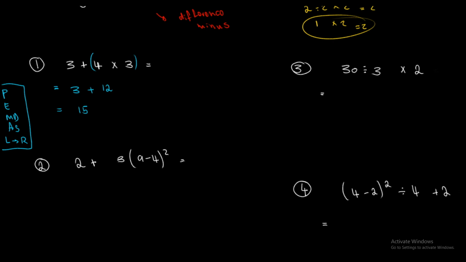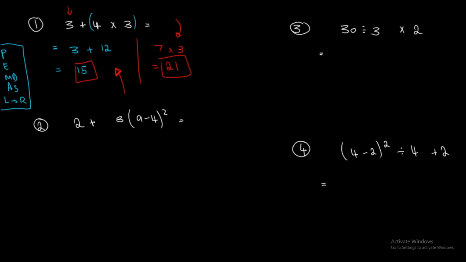Let's see what happens. I'm going to use red to show what will happen if we don't follow the order of operations. So in this case, it's going to be 3 plus 4, which is 7. 7 times 3, in this case, is going to be 21. So here we have 21 as one answer, and here we have 15. So which one is right? Well, the 15 would be right because we followed our order of operations in mathematics. And the 21 would be incorrect. Okay, let's look at number 2.